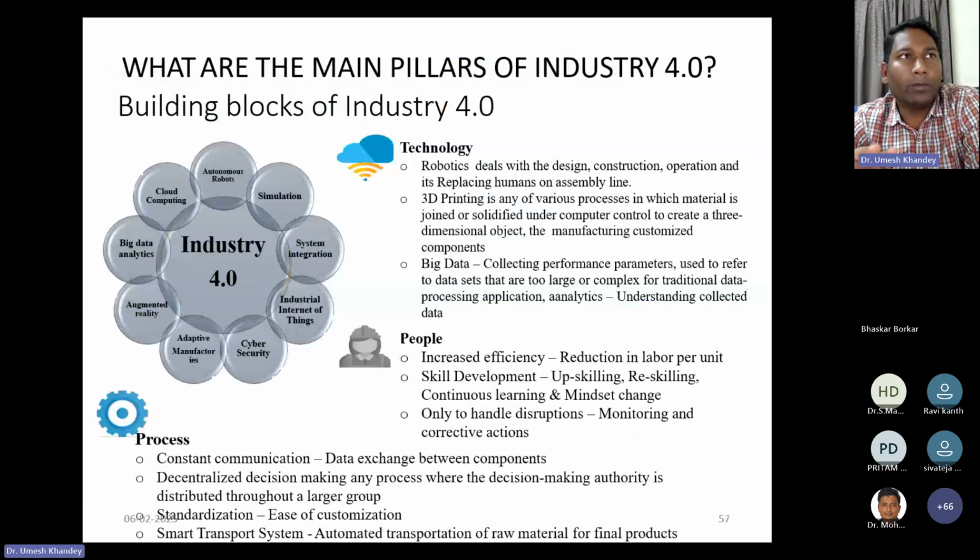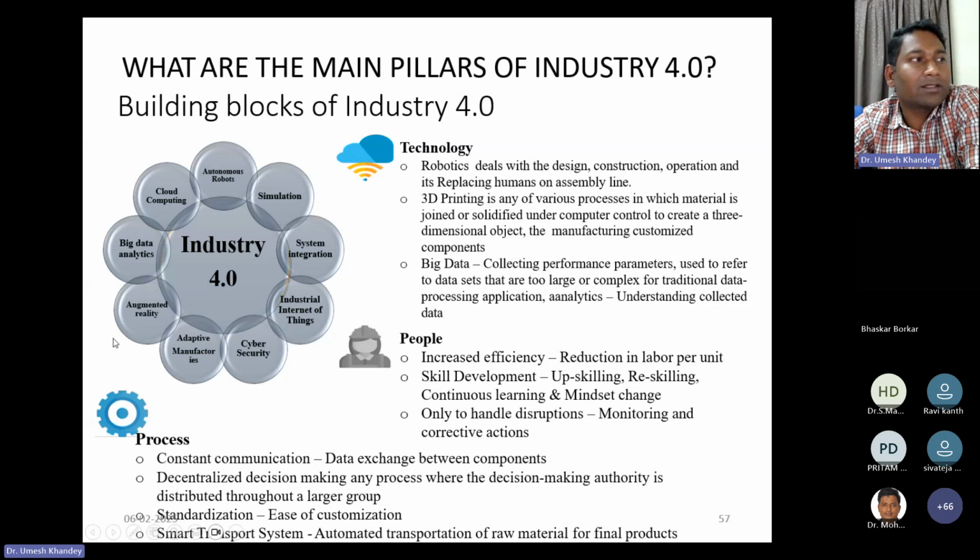So what are the main pillars of Industry 4.0? The building blocks of Industry 4.0 are shown over here, that is cloud computing. Data are now stored, and the large amount of data you have can be accessed, analyzed, and used to draw some conclusions. So big data analytics is there. So you have the storage system.